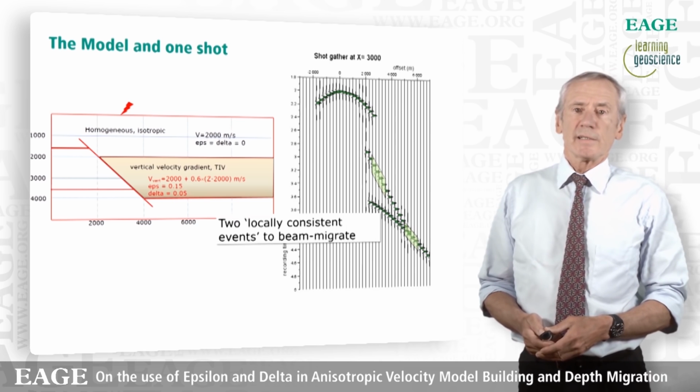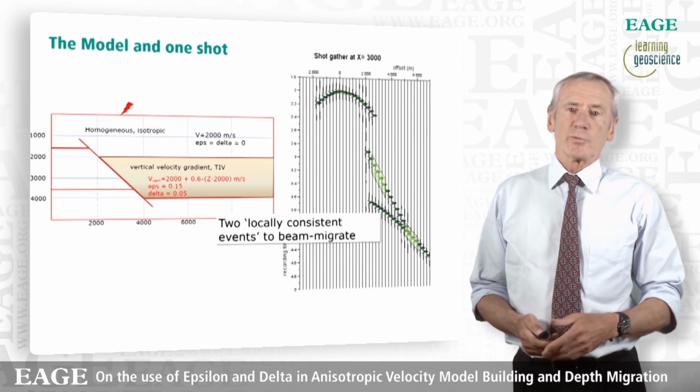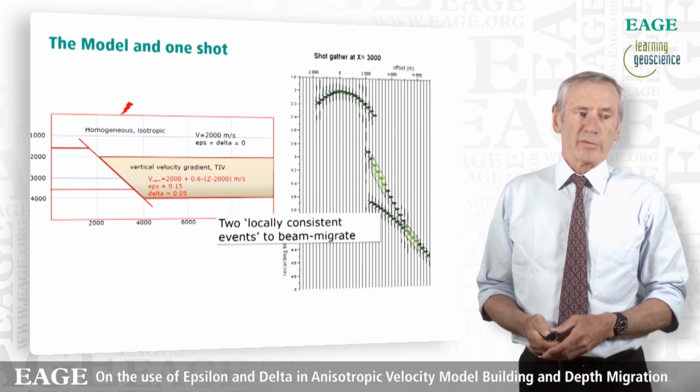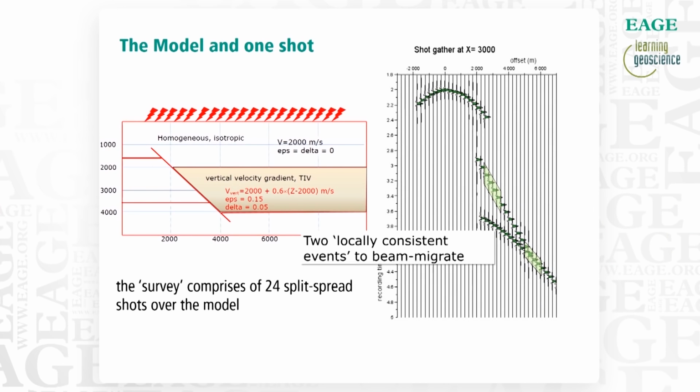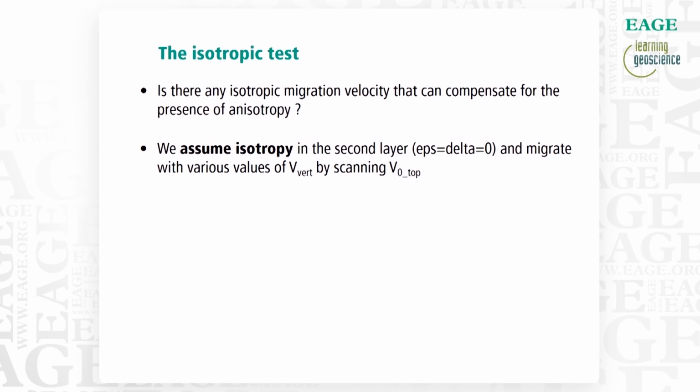I just highlight here two locally consistent events which I'm going to beam migrate with different velocities using some kind of fast beam migration technology. And these are where the 24 shots are. Just like in the real example that I showed earlier, let's do the isotropy test first.